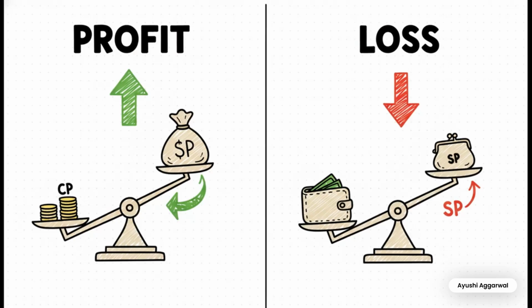Now, this is where it all comes together. This slide basically explains the entire concept in one single glance. Take a good look. If your selling price, your SP, is more than your cost price, the CP, well, that means you sold it for more than you bought it for. That's a profit. But if your cost price is more than your selling price, meaning you bought high and sold low, then you've made a loss. So the one thing to remember is SP greater than CP, that's a profit.